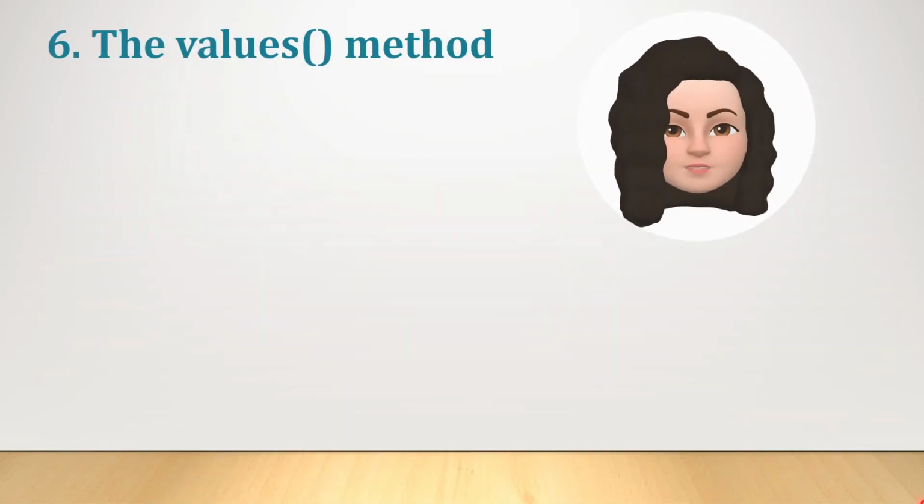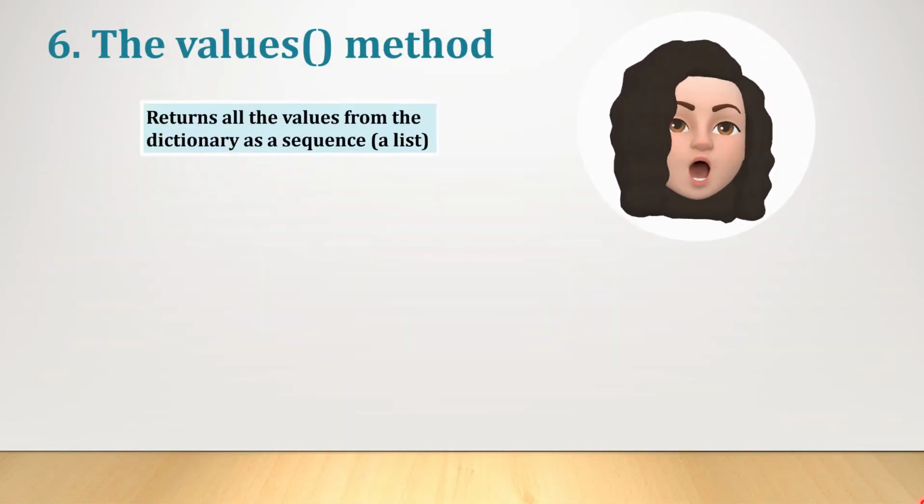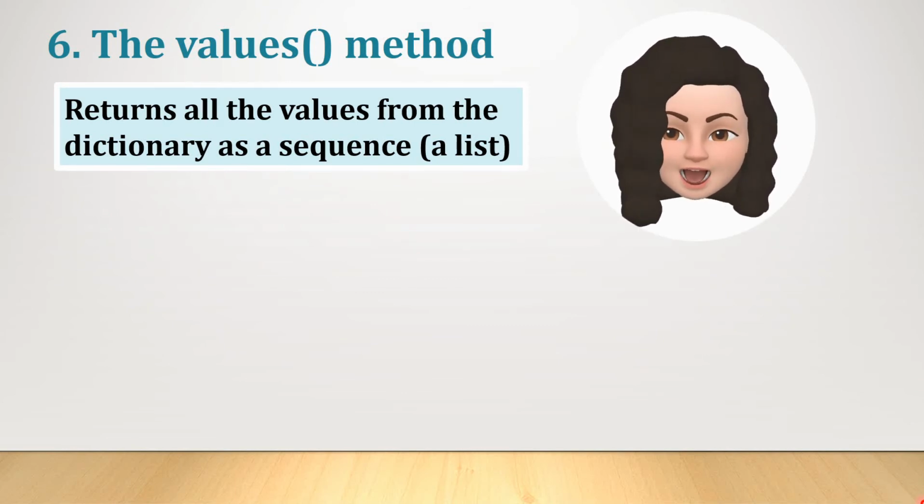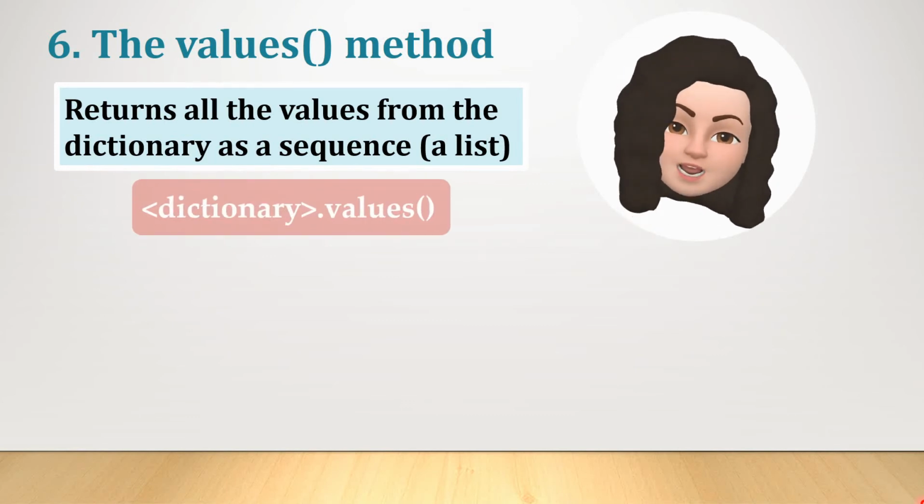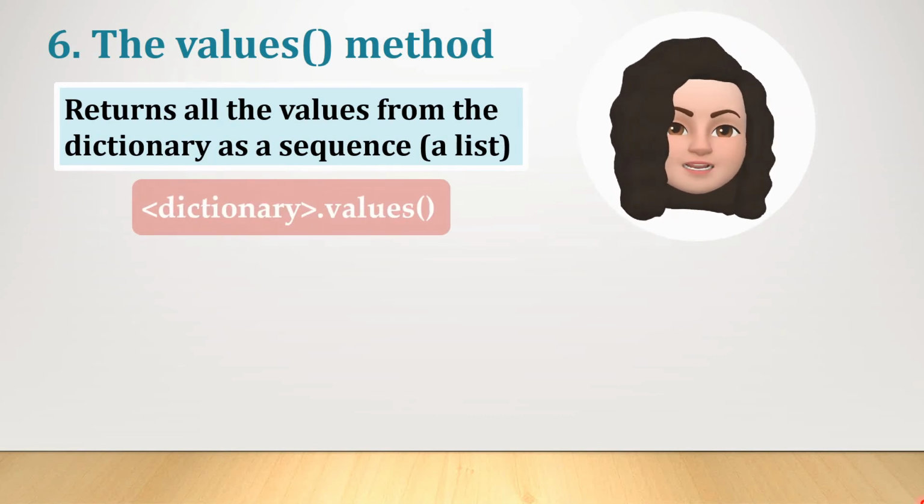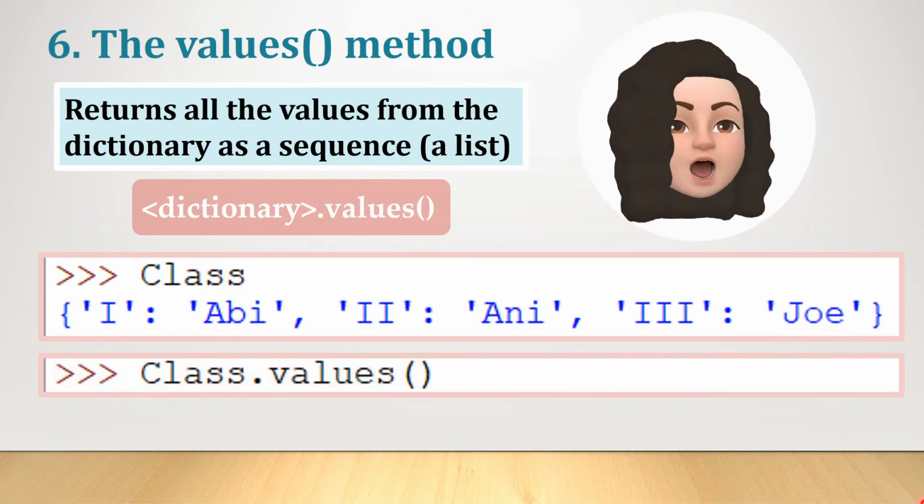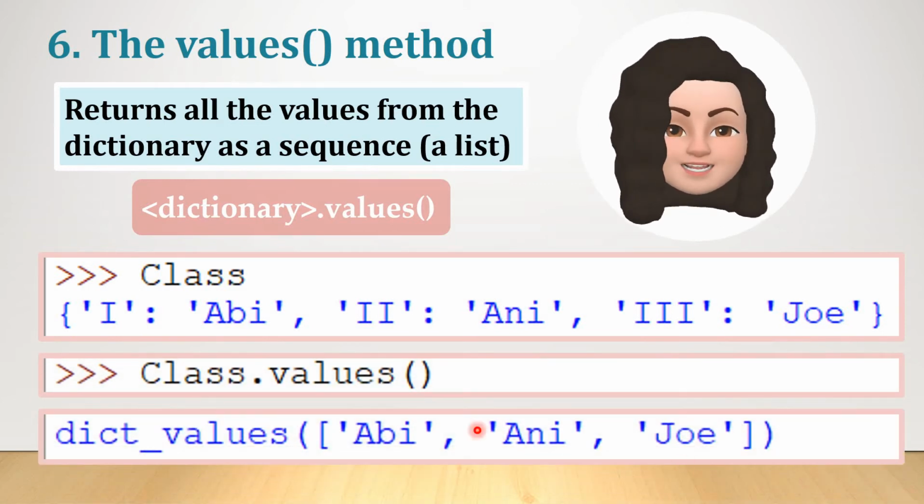The values method will return all the values from the dictionary in list format, as a sequence of list format. The syntax is name of the dictionary dot values. Look at the example. class is a dictionary which has 3 key value pairs, and class.values() will display all the values of the dictionary in a list format.